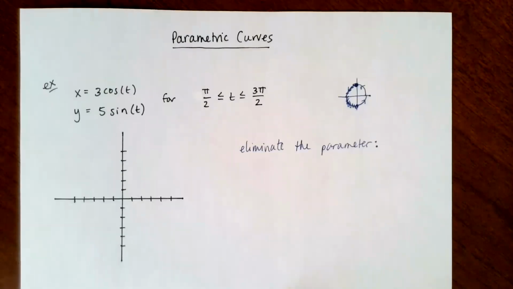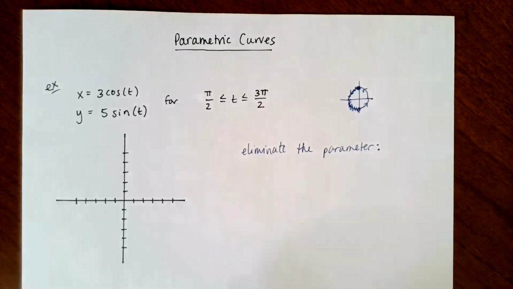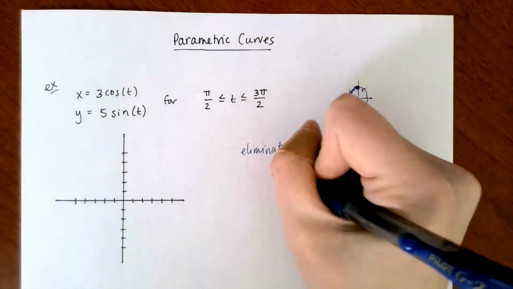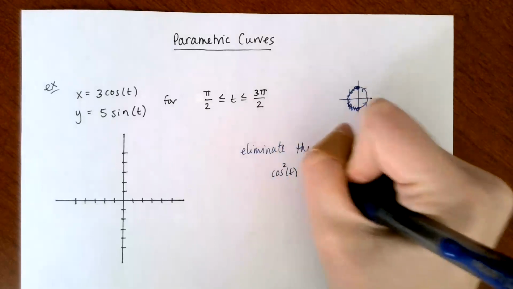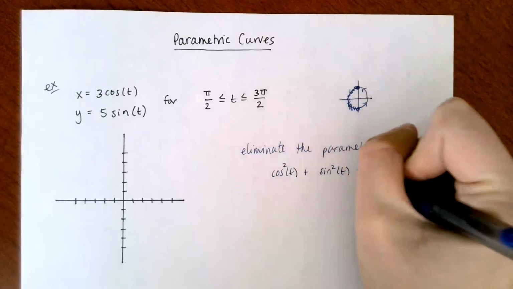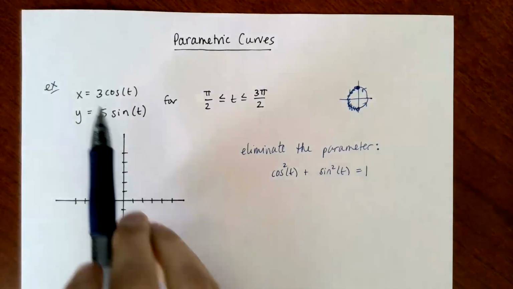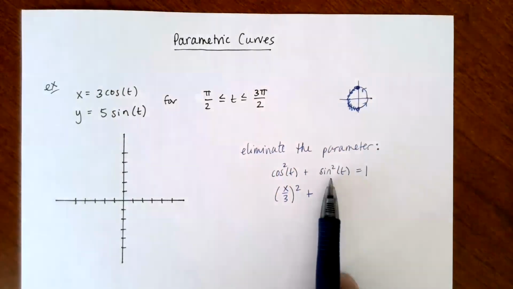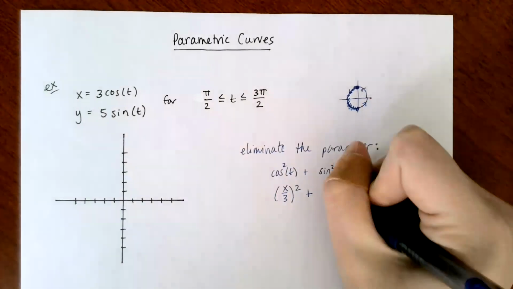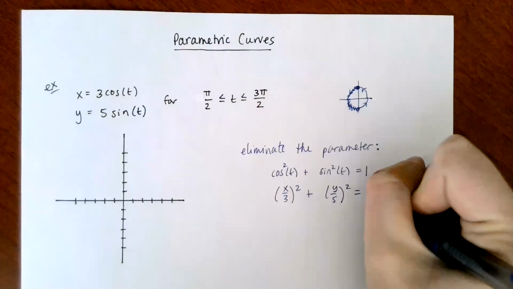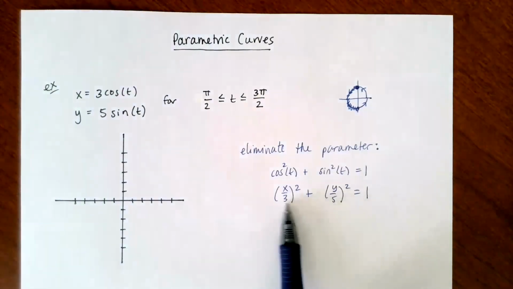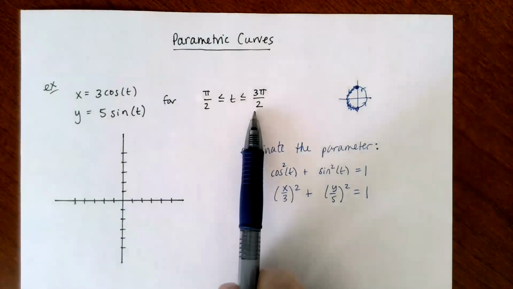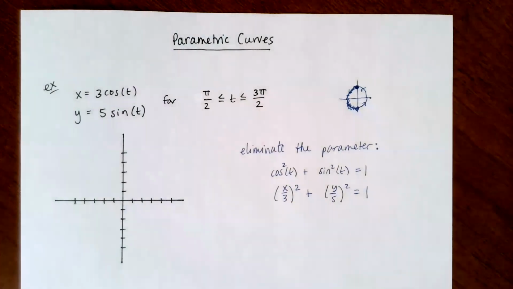When we have sine and cosine running around, it's typically easier to take advantage of the fact that cosine squared plus sine squared equals 1. So because we know this is true, cosine is actually x over 3, and sine will be equal to y over 5. So this is the equation that gives the full path of this parametric curve with no restrictions on t, no indication of timing and how it's actually built.